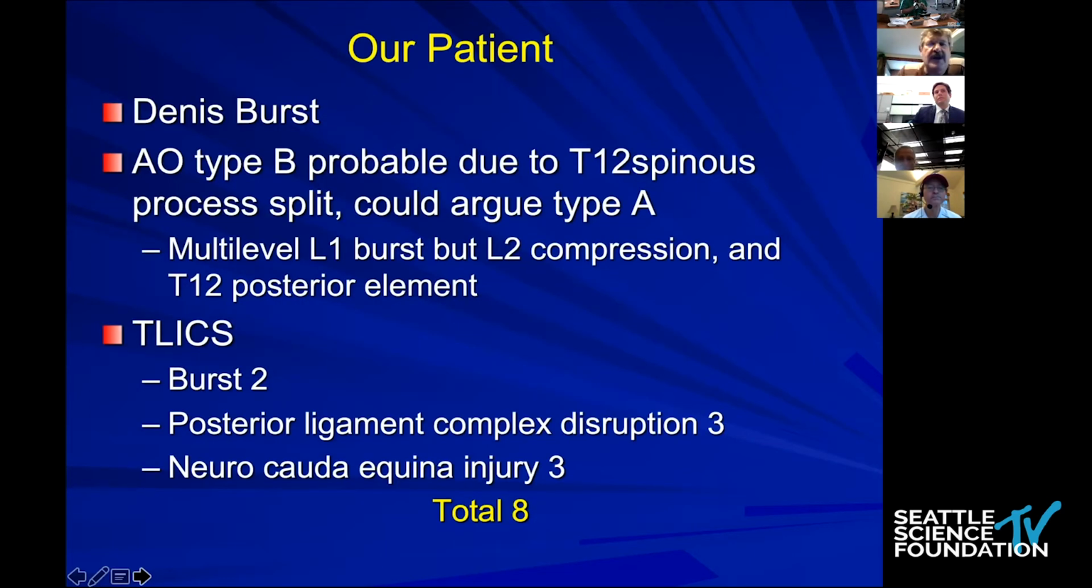And so this was a burst fracture, but really in the TLICS, it got 2 points for a burst. It probably does have disruption of the posterior ligamentous complex, 3, and it had an injury to the cauda equina, which gave it a 3. And so this would be an 8 in the TLICS score. Clearly something that would warrant operative treatment, but if you told somebody this was an 8, it would be hard to sort out.